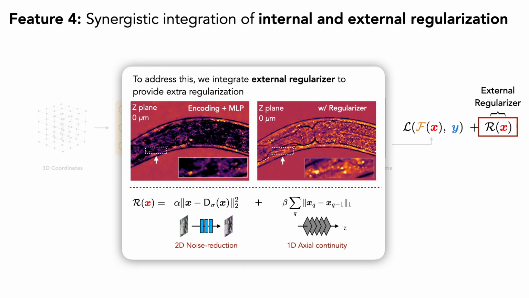We designed two external regularization terms. The first one is a 2D noise reduction term that removes noise in the axial plane. This is inspired by the success of denoising priors. Note that the deep denoising prior used here is trained on natural images while performed on IDT samples. The second one is 1D axial continuity that ensures neighboring axial slices are similar to each other. These two regularizers jointly formulate a 3D regularization on the sample.